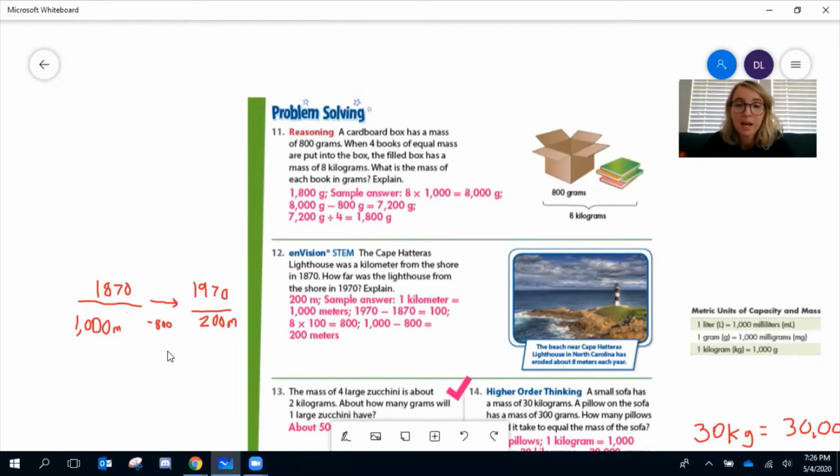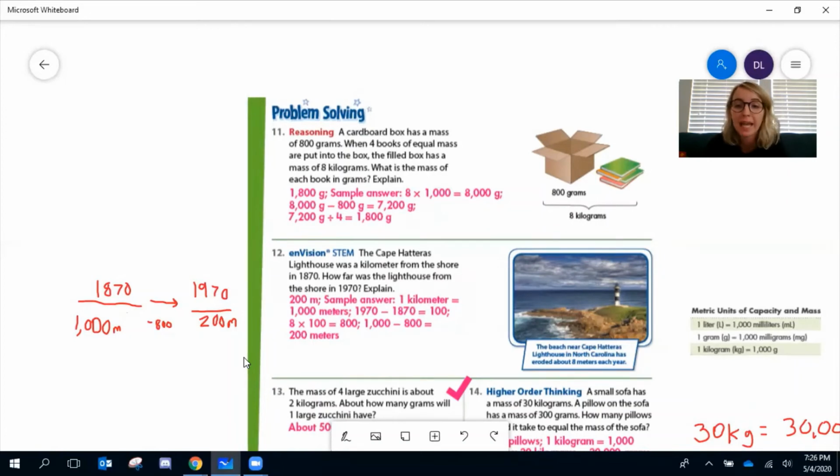Then it says it moved 8 meters each year. So 8 meters each year, it eroded away and got closer to the lighthouse. So we need to multiply 8 by how many years it's been. The difference between 1970 and 1870 is 100 years, and you can find that out by subtracting 1970 minus 1870.